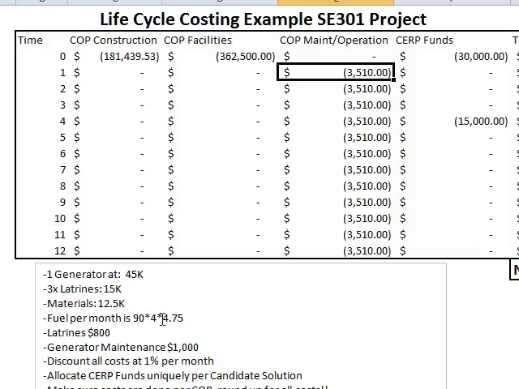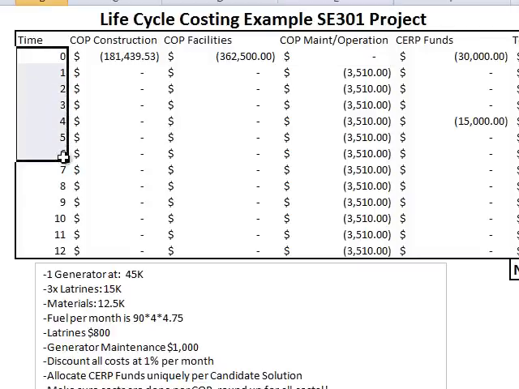You can see that we have a fuel charge, right? This is that 90 gallons times 4 weeks, which gives us the amount of gallons per month, times 475, which is the rate that it costs to purchase the fuel. And then we have $800 per month for service for latrines, and then $1,000 per month for service for generator maintenance. And so if you add all those together, you see we have $3,500 per month in operations and maintenance costs for each COP. And that is true for the entire year that we're there.